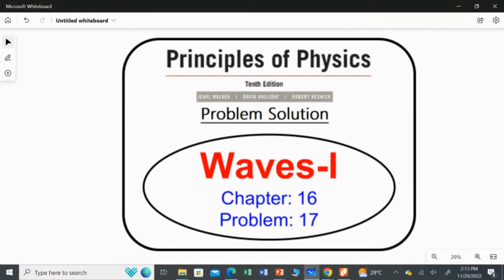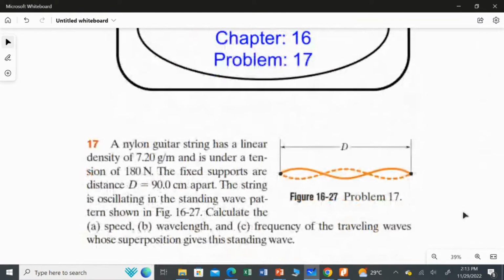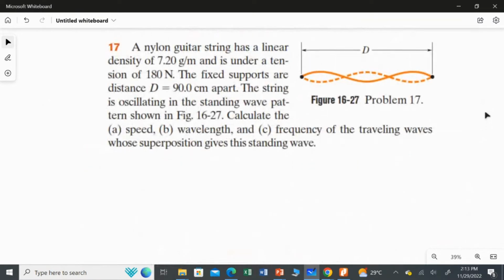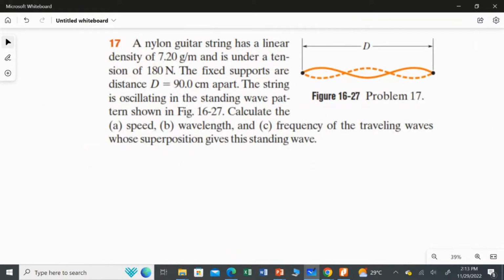In this video, I'm going to solve problem 17 from chapter 16 of Principles of Physics, 10th edition. A nylon guitar string has a linear density of 7.2 gram per meter and is under a tension of 180 Newton.